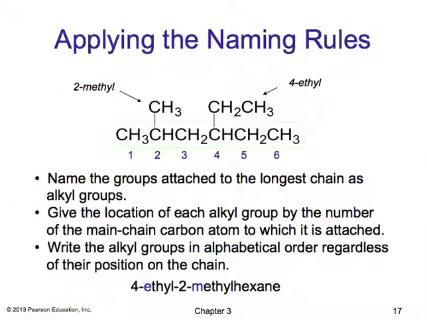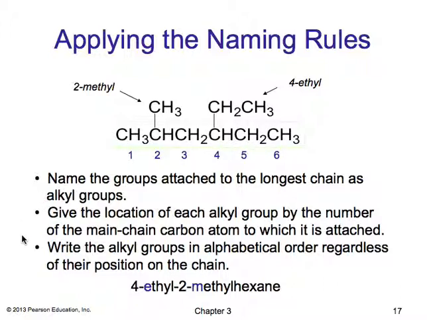Okay, so now we're going to apply the naming rules. So here's an example again. Again, you want to name the groups attached to the longest chain. So here's the longest chain. It's a 6-mer, so it's going to be a hexane.